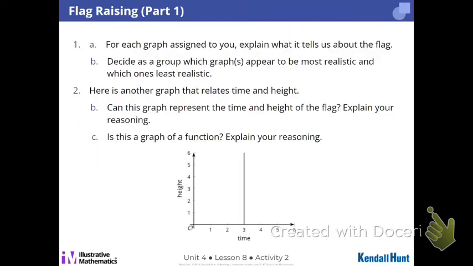Somebody's good. Next question. 2, B, and C. I'm only going to give you a minute. Can this represent a height and time of a flag? And then is it a function? Get after it. So, let's just take a vote.